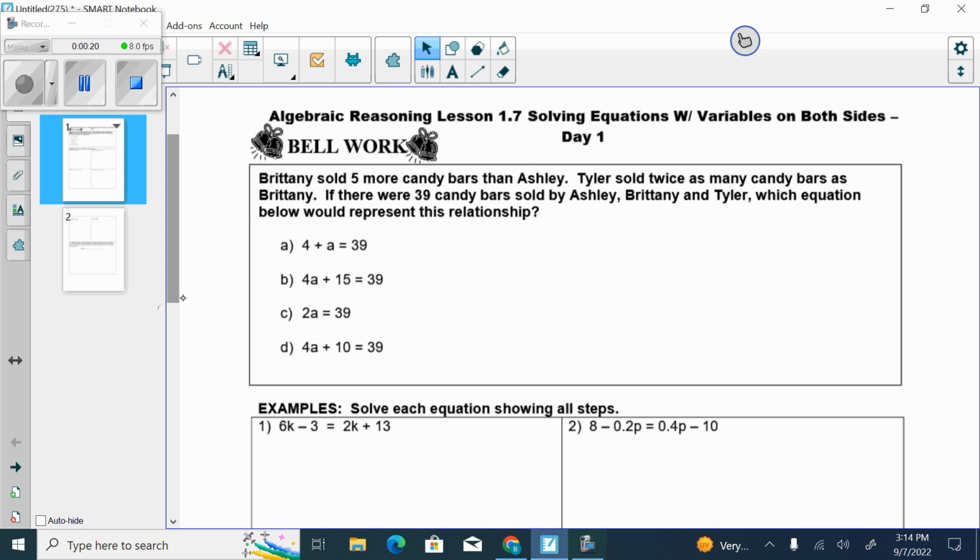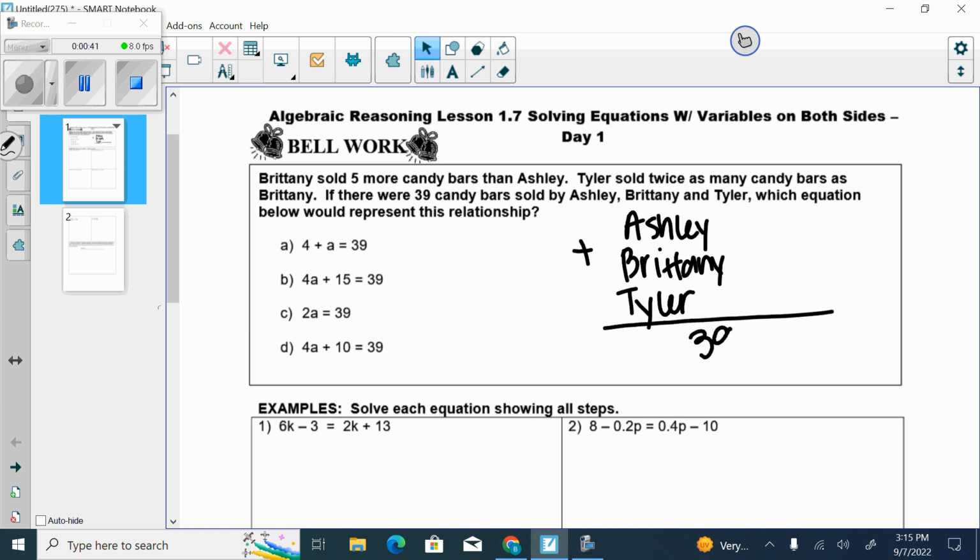All right, so they're saying if we add up the total that each person sold, in total we're going to end up with 39, right? So if I took Ashley, Brittany, and Tyler, and I added them all up, my total is 39, right? I just need to figure out what to use as my variable or what to represent each one of those people, right?